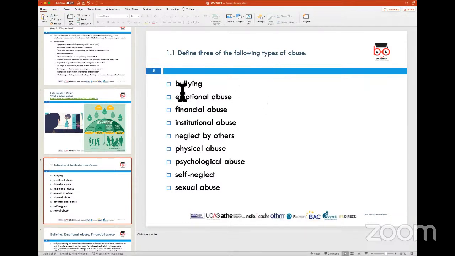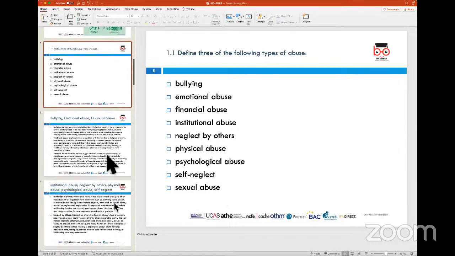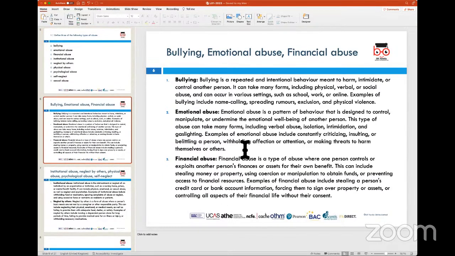So bullying can be a form of abuse, emotional abuse, financial abuse, institutional abuse, neglect. We have physical abuse, psychological, and sexual abuse. So let's look at a couple of them very briefly, although I put slides in for all of them to go into detail.